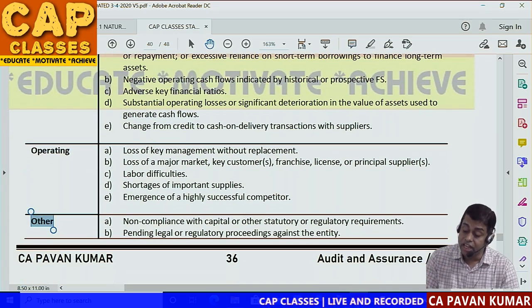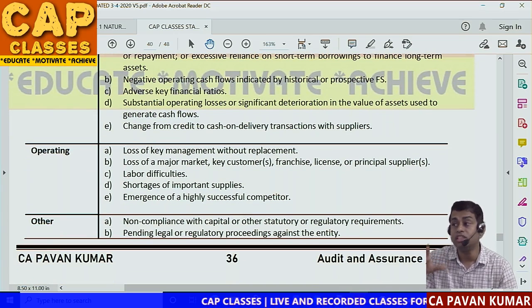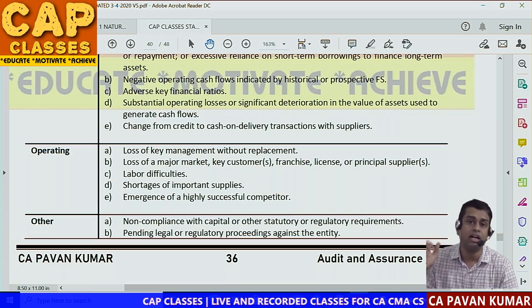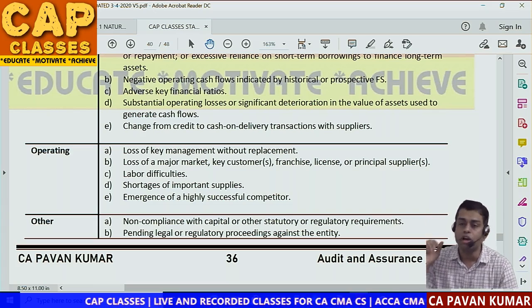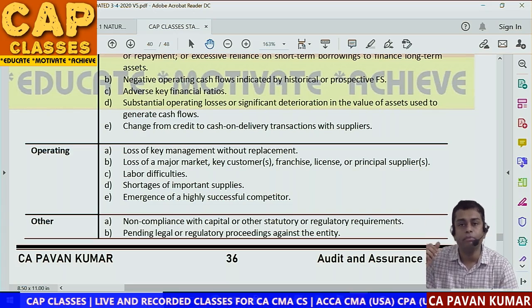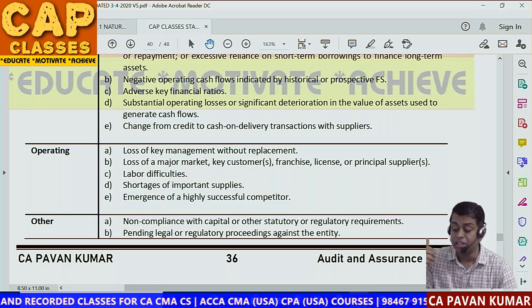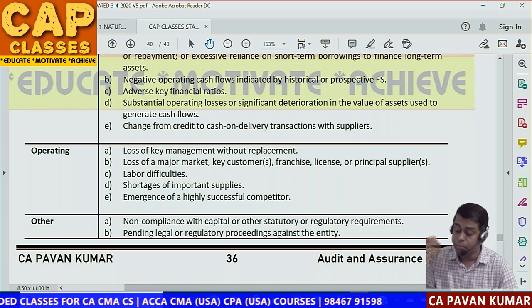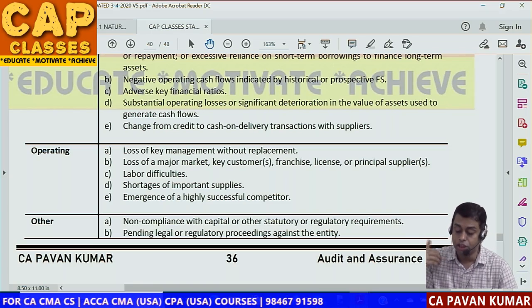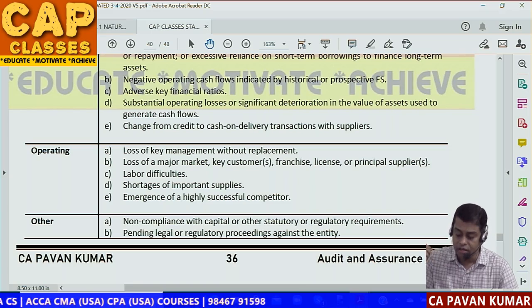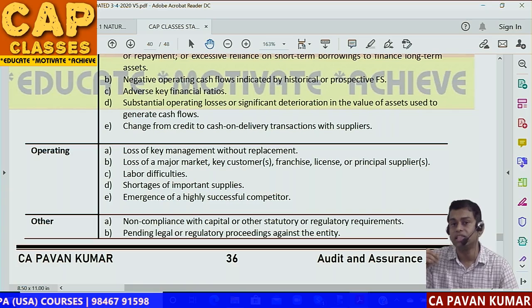Operating indicators: loss of key management without replacement. Your CEO along with four other directors resigned and he started one more company, a competing company. Then loss of major market, key customers, franchisees, licenses, principal suppliers, labor difficulties, shortage of important supplies, raw material, lack of availability, emergence of highly successful competitor.